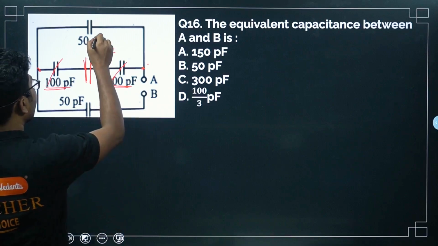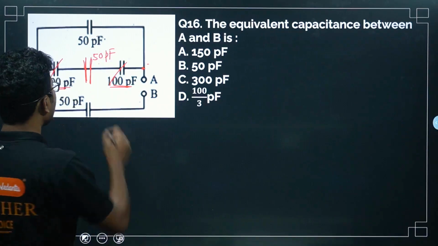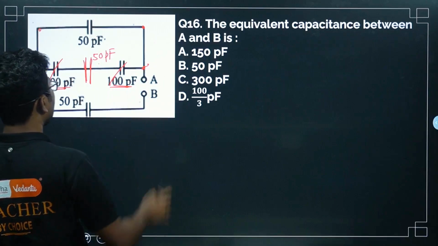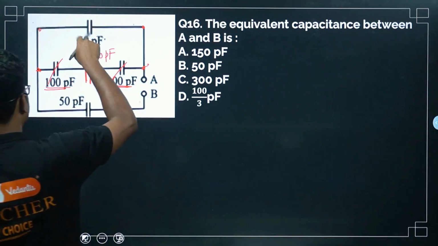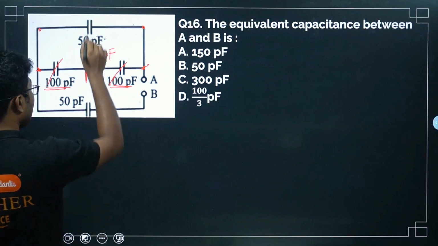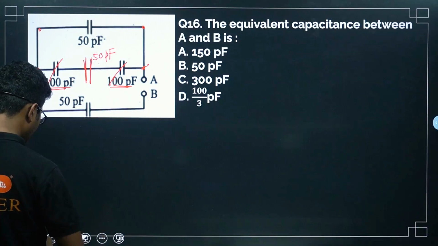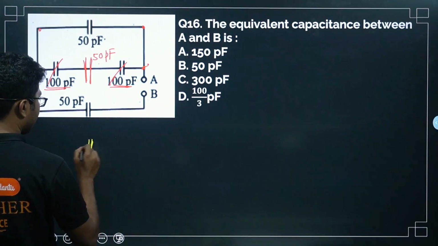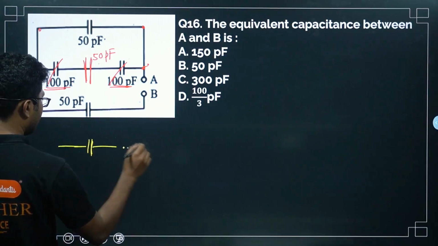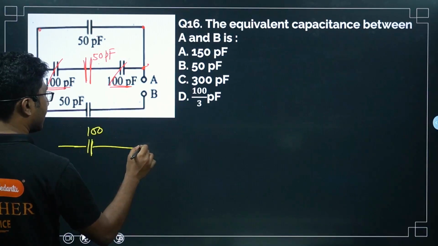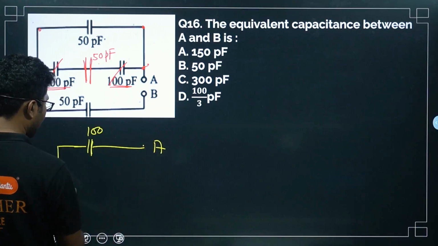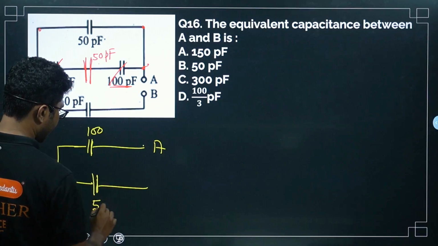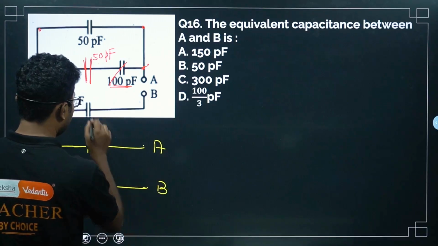Now 50 and 50 are connected in parallel. If you see, they are connected like this, so they are in parallel, which means they will get added. The equivalent capacitance will be 50 plus 50, parallel means 100. So 100 from this side, that is A, and 50 here, that is B.